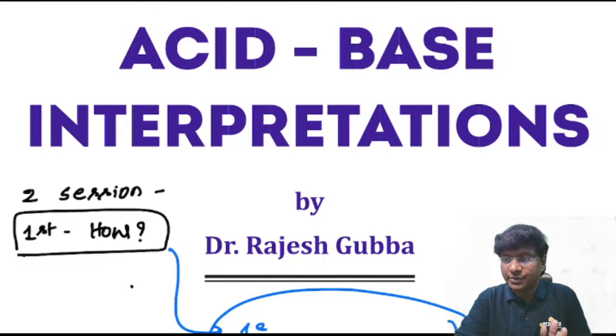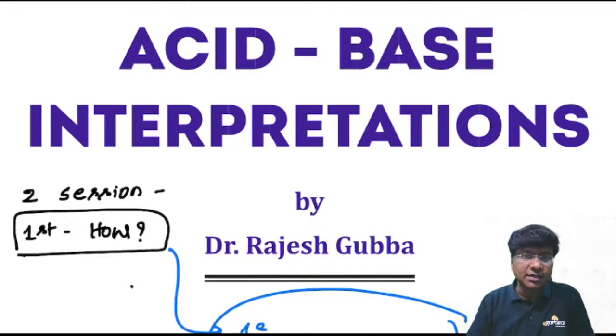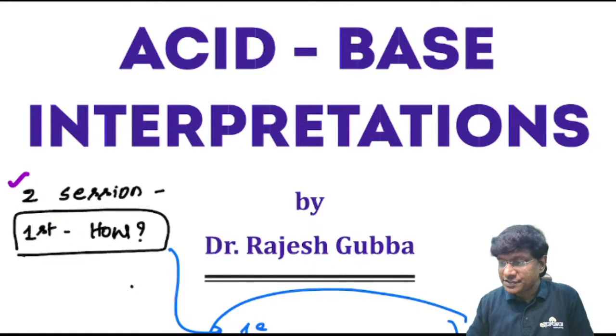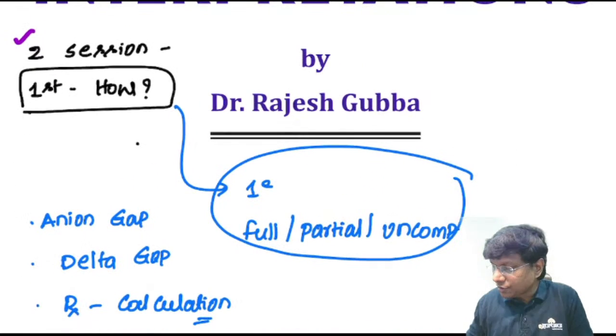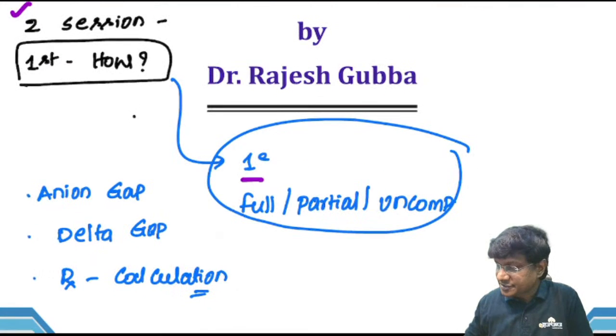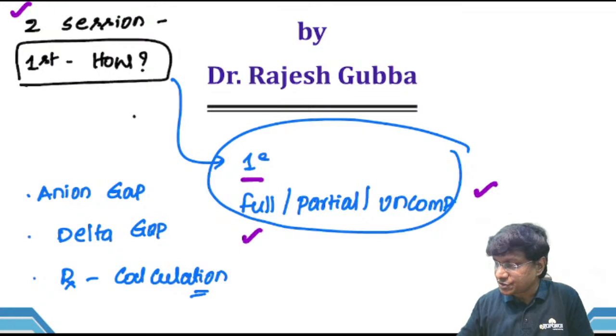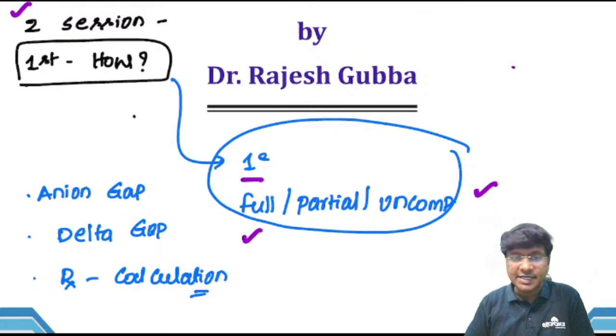Now let us go ahead with the second part of the acid-base interpretations. We have discussed in the previous session that I'll be discussing acid-base interpretations in two sessions. In the first session, I taught you how to decide the primary acid-base disorder, and how to make out whether it is fully compensated, partially compensated, or uncompensated. This is what we discussed in the first session. Now I'll be discussing the second part of the acid-base disturbances.